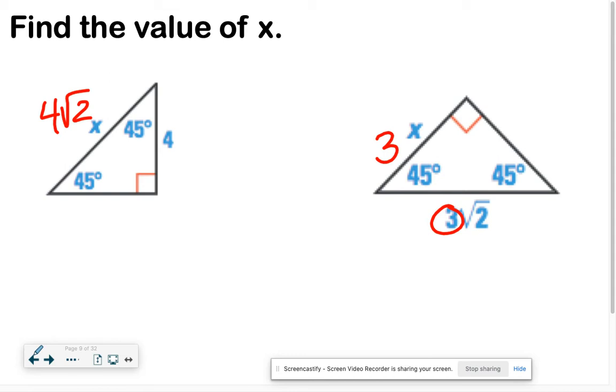What do we do once we get those? You just hang tight for a quick second.